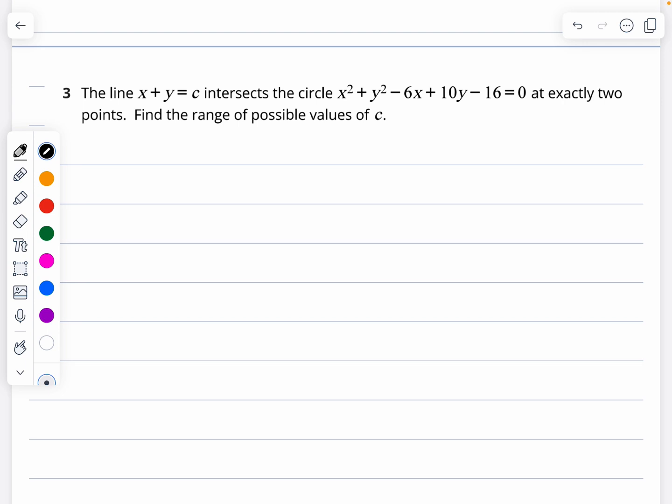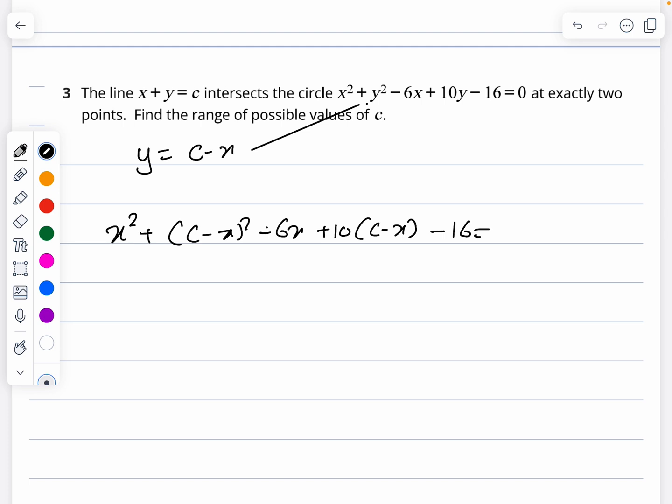So first of all, y equals to nothing but what? c minus x. So plug in y equals to c minus x in this equation. So what do I get out? x square plus c minus x whole square minus 6x plus 10 times of c minus x minus 16 equals to 0. So you get x square plus c square minus 2cx minus 6x. Then another one is plus x square minus 6x plus 10c minus 10x minus 16 equals to 0.